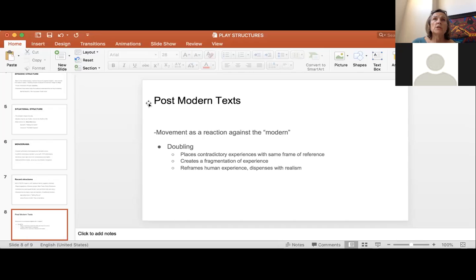We also see it, I would say, in rap. It's exactly doing the thing. It talks about a contradictory experience, and then it talks about another thing at the same time. So two things happen simultaneously that don't exactly fit together, creating this disjointed yet complete picture of how we're feeling. It reframes the human experience. So it dispenses with realism.